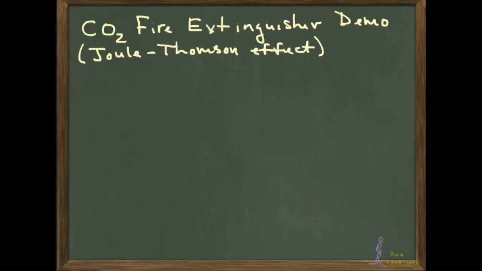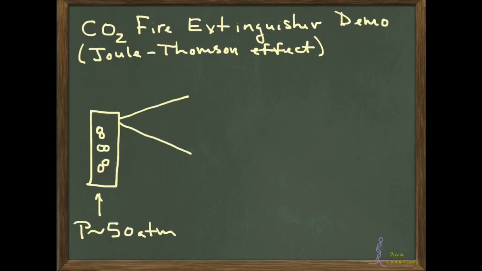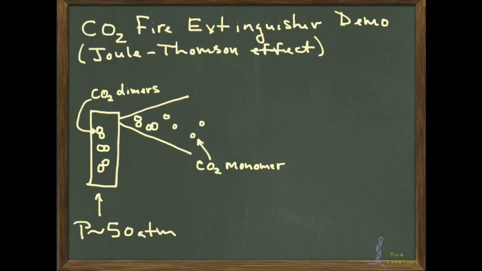So here I'd like to walk you through the CO2 fire extinguisher demo that we did briefly at the end of the last class. This is to illustrate the Joule-Thomson effect. We began with a CO2 fire extinguisher. It's under very high pressure, approximately 50 atmospheres, which can be read off of the meter on the fire extinguisher. Then we fired it, and the CO2 that was inside of the cylinder came out into the room.